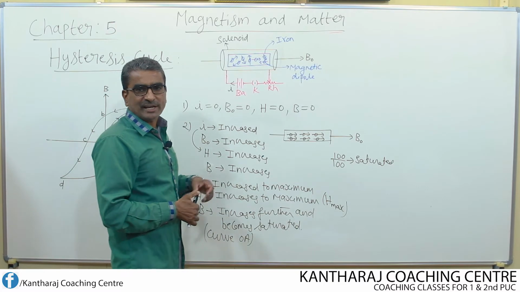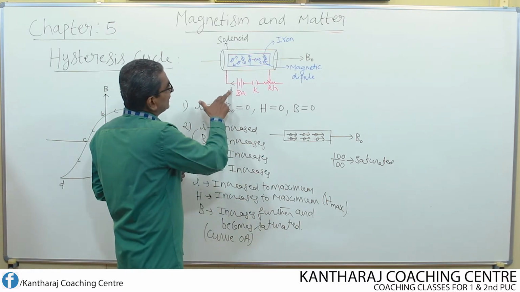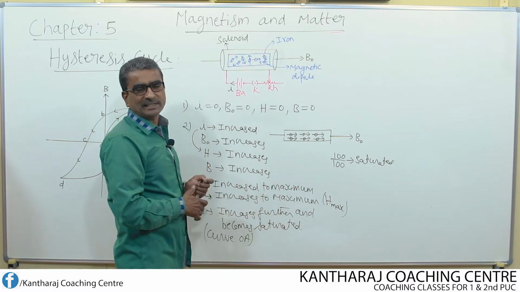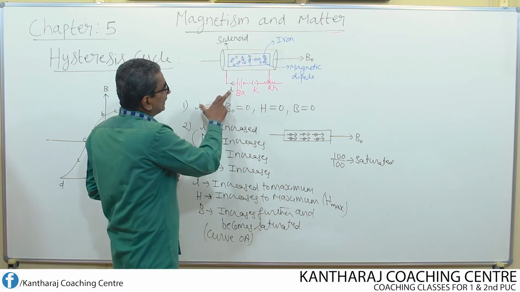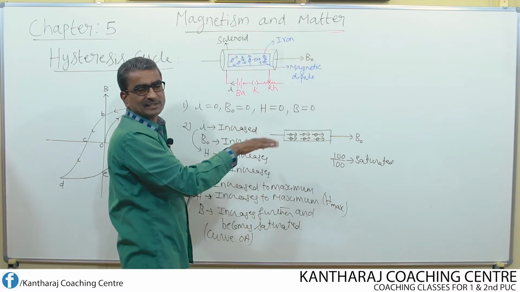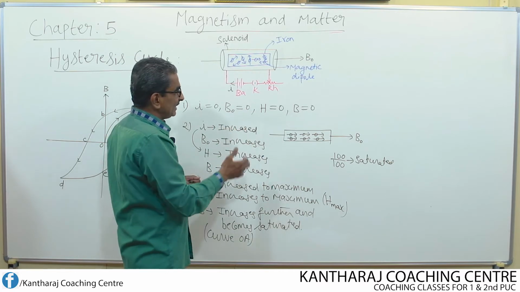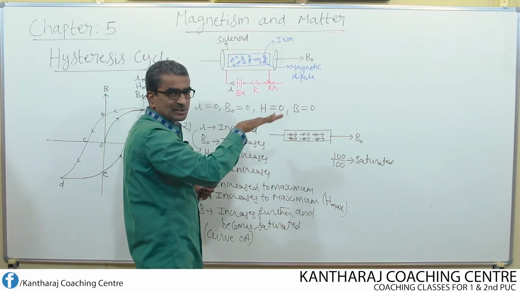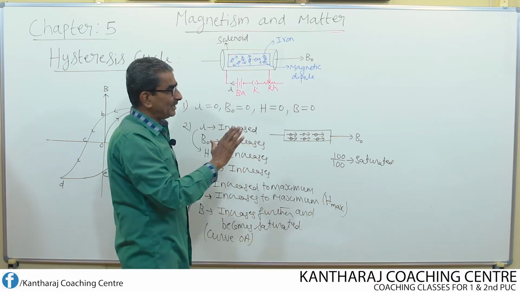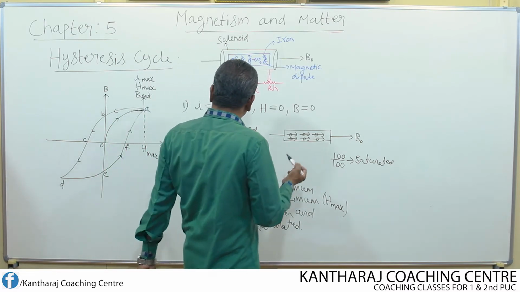Now in the next stage, what we do is start decreasing the current once again by operating the rheostat. If we decrease the current, then the magnetizing field B naught also decreases. Thereby H also decreases. Then once H starts decreasing, B also starts decreasing. But a strange thing is going to happen at this stage. Okay, let us write the next stage.